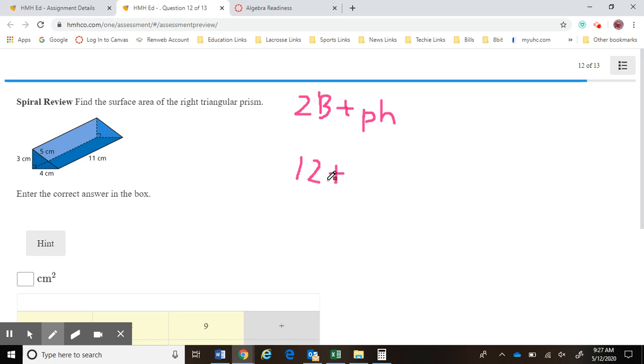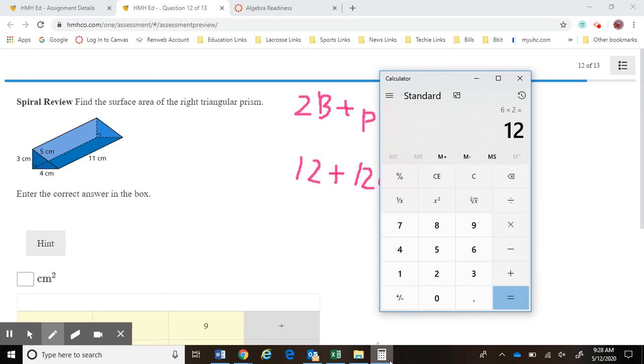Now, what is the perimeter of this? 3 plus 4, that's 7. And 7 plus 5, that's 12. So this is 12. And then what is the height or the thickness of my prism? That's 11. So I need to go 12 times 11 and then add 12 to it. 12 times 11 plus 12 is 144.